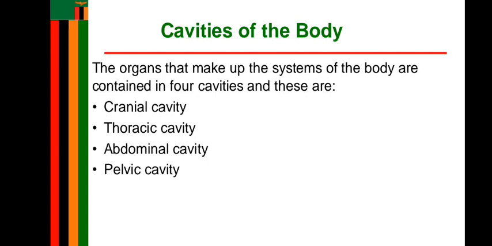Okay. Now, let's look at the main cavities that the body consists of. The organs that make up the systems of the body are contained in four cavities.